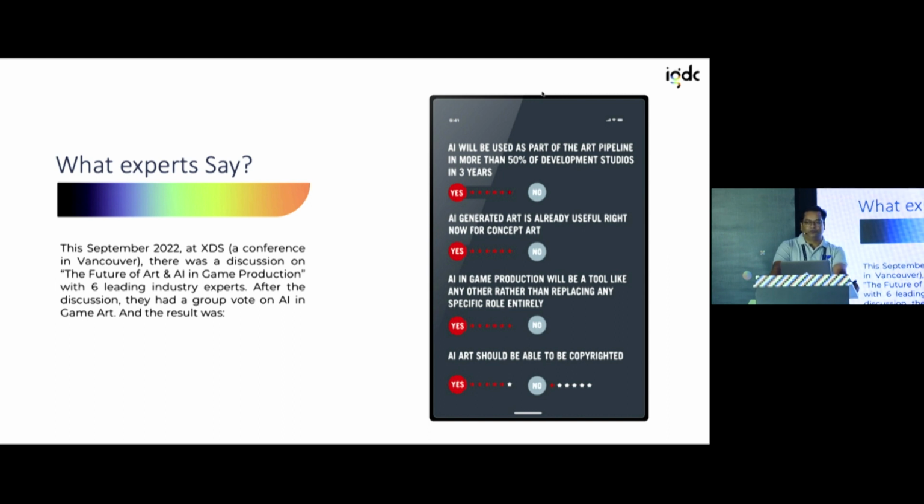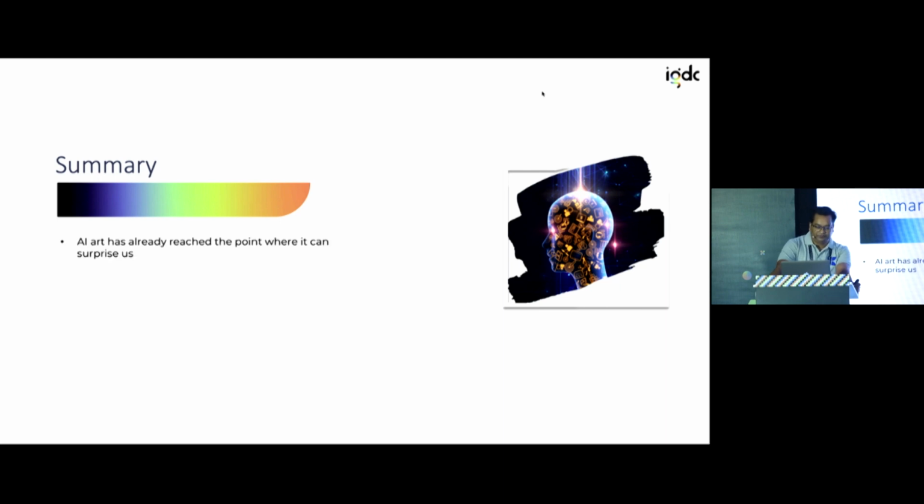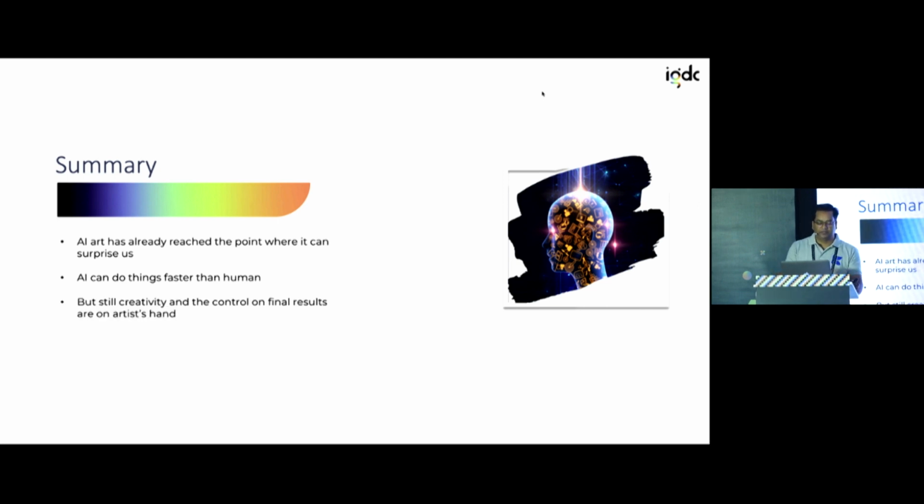So finally, to summarize this topic, I would like to say AI art has already reached the point that it can surprise us. AI can do things faster than humans, obviously, but it is not creative at all until super AI or general AI is there. AI is not going to take our jobs anywhere. So, to summarize, AI is a boon for us, right? Not a bane.